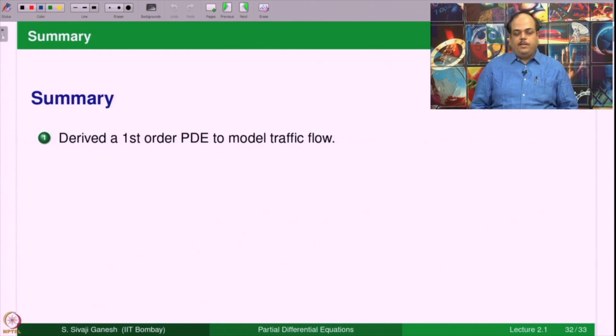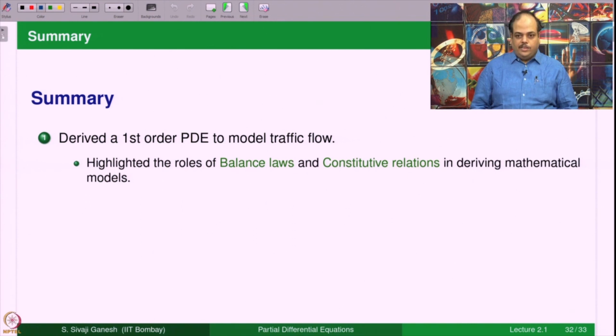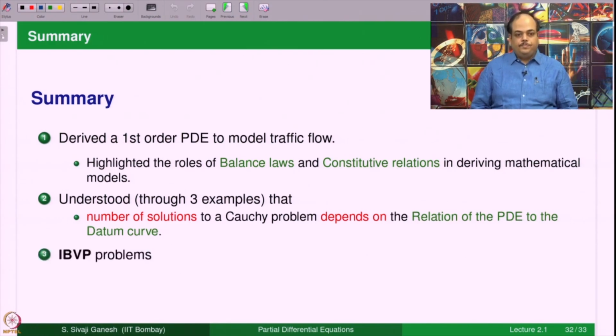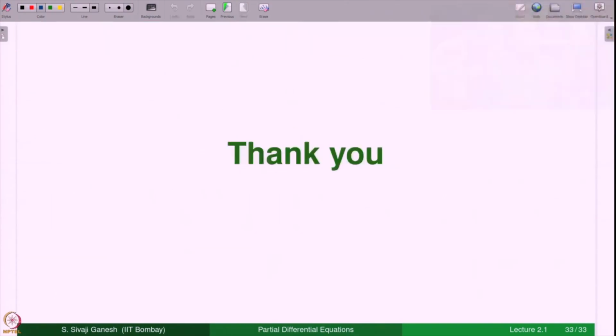So, let us summarize what we did today. We have derived a first order PDE to model traffic flow and also modified it to account for sources and sinks, namely entries and exits in the expressway. And we highlighted the roles of balance law and constitutive relations in deriving mathematical models. This is how models in, let us say, continuum mechanics will be derived. These are the two things which are at the heart of any modeling. And then through 3 examples we understood that the number of solutions to a Cauchy problem depends on the relation of the PDE to the datum curve. And then we saw IBVP problems need not have solutions. So, thank you.